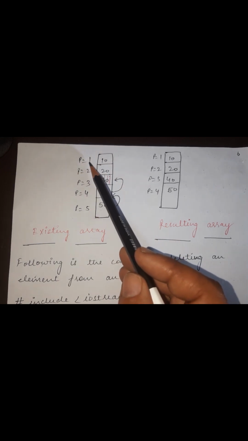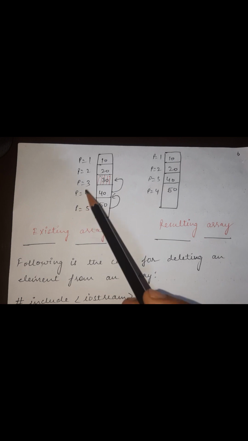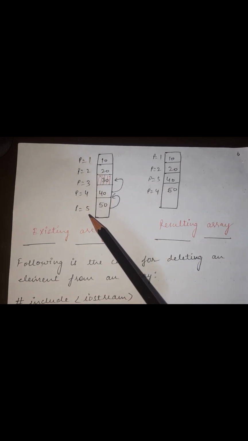So suppose this is our original array. 10, 20, 30, 40 and 50 are the elements in the array. The first element has the first position. At p equal to 2, 20 is stored. At p equal to 3, 30 is stored. At p equal to 4, 40 is stored. At p equal to 5, 50 is stored. p represents the position in the array. We have 5 elements in the array, so we have 5 positions in the array.